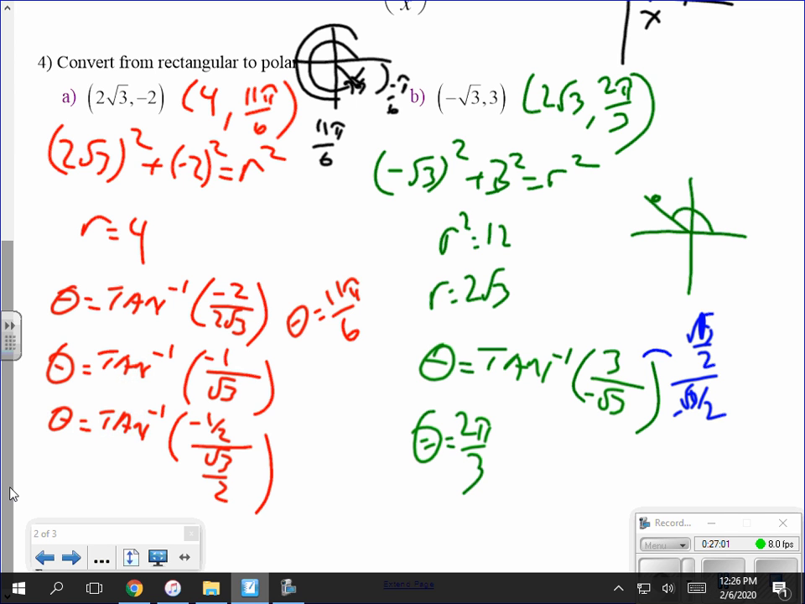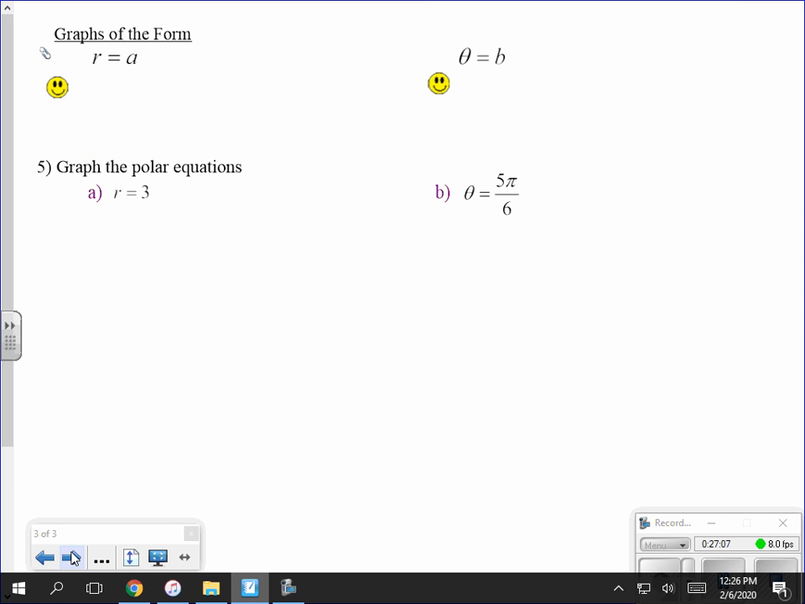Okay, any other questions? Okay. Last but not least, we are going to be doing some graphs. Today we have the absolute simplest possible polar graphs there are.